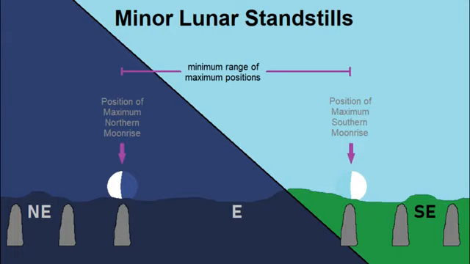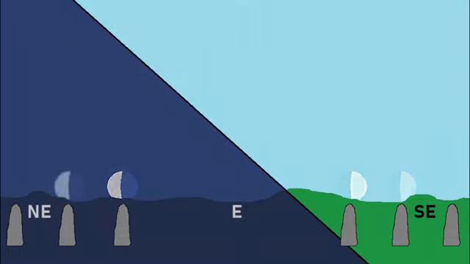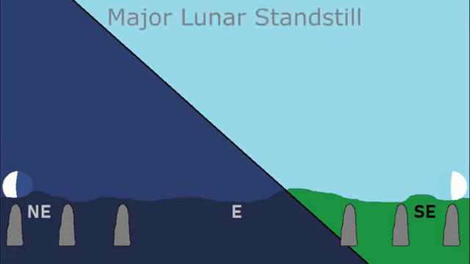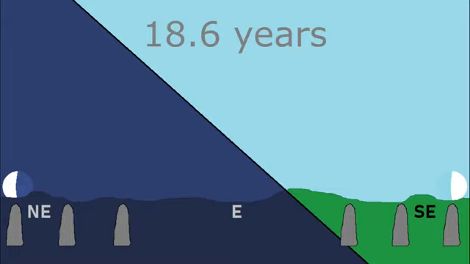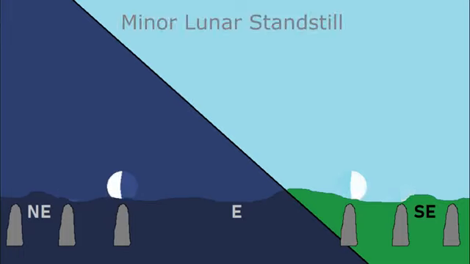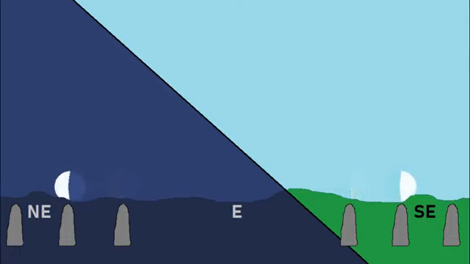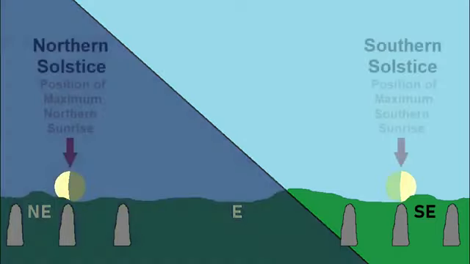To define the rising and setting positions at this point, we distinguish a southern minor lunar standstill and a northern minor lunar standstill. The maximums will continue to increase again all the way back to the most extreme positions at the next major lunar standstill over a cycle of 18.6 years from one major lunar standstill to the next. The minor lunar standstill occurs halfway through the cycle at around 9.3 years, and about halfway between a minor lunar standstill and a major lunar standstill, the maximum rising points of the moon each month will match those the sun reaches each year at the solstices.